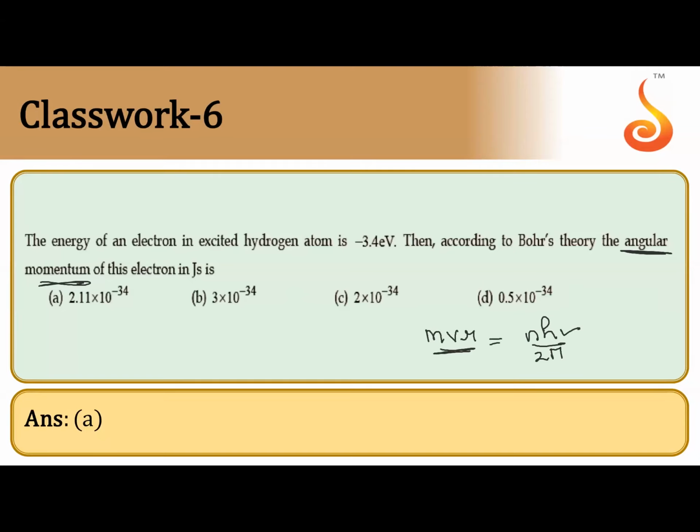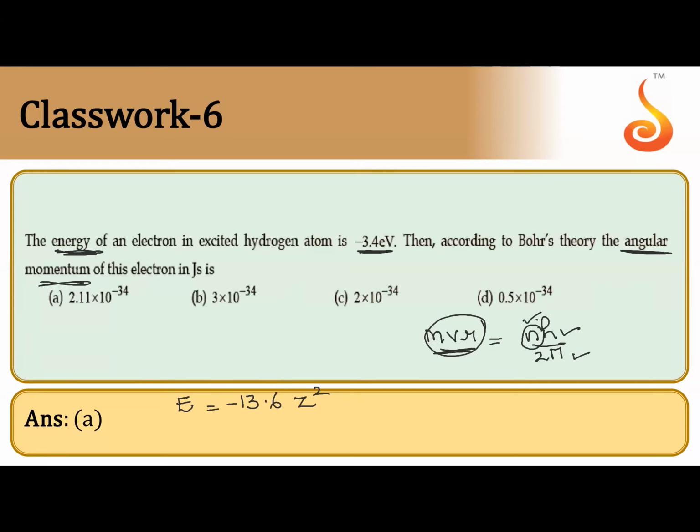Now, h is a constant and pi is a constant, 3.14. So if you know n, you can calculate the angular momentum. How to find out n? By comparing energy. You know the energy here, so can't you find out n? This time you need to use the electron volt formula. Try, children, what is that formula? E equal to minus 13.6, right? This is the electron volt formula.